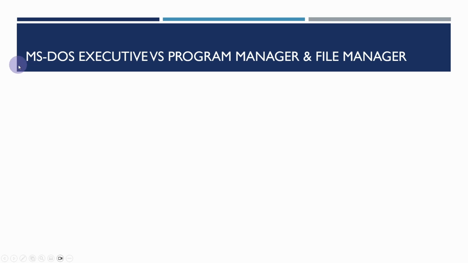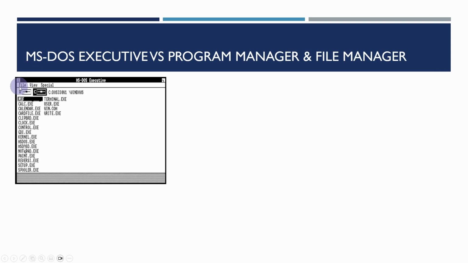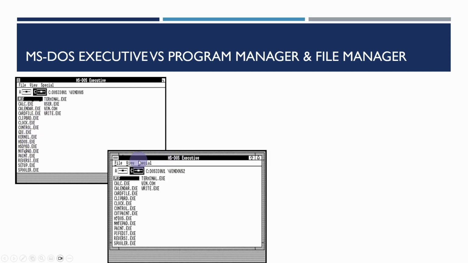So probably the biggest change going from Windows 1 and Windows 2 to Windows 3 was the replacement of the MS-DOS Executive, which is effectively a file manager where you would click on the executable that you wanted to run. In Windows 2 it was pretty much the same, the only difference really being the resizing was done by dragging the borders and the icons obviously here.